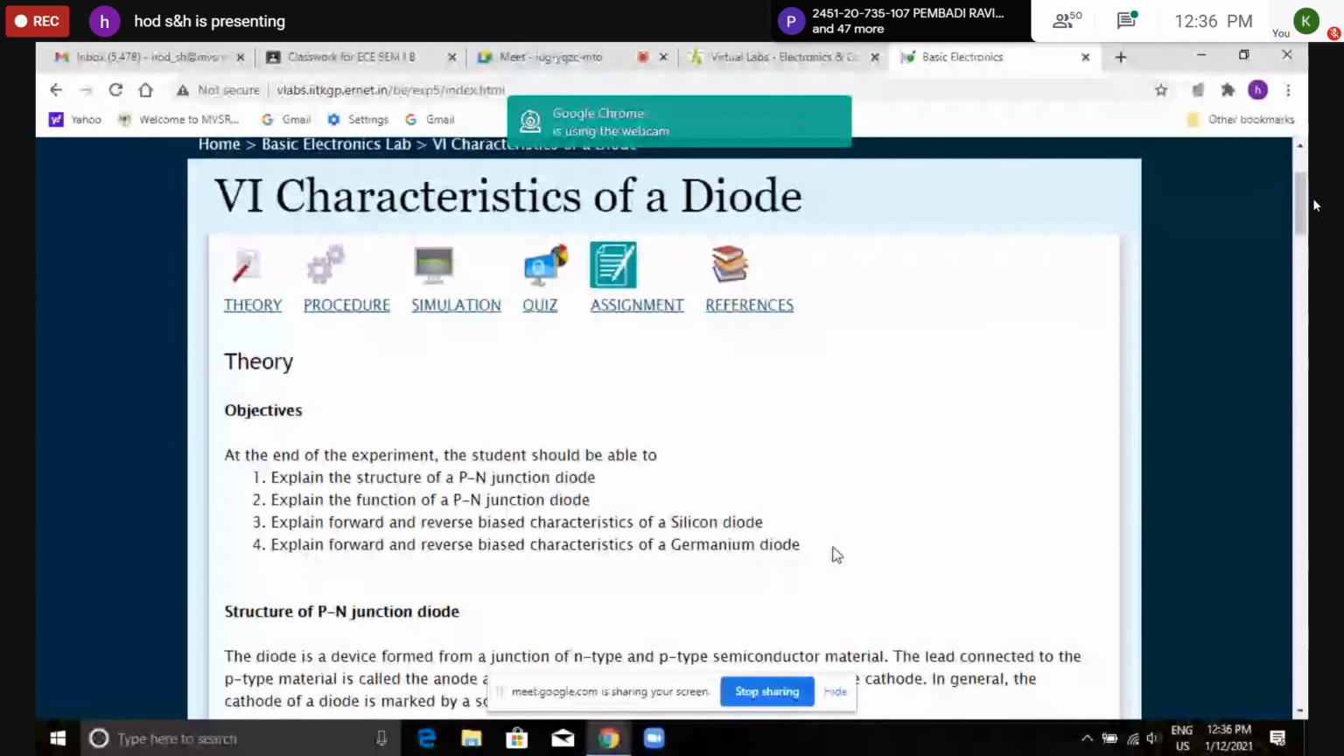These 4 points are the objective of your experiment: to understand the structure of a p-n junction diode, to understand the function of a p-n junction diode, and to explain how the silicon diode goes in forward bias and reverse bias. How can you draw VI characteristics, that is forward and reverse bias characteristics, of a silicon diode. Similarly, forward and reverse bias characteristics of a germanium diode. And then no need to take 2 diodes in today's experiment.